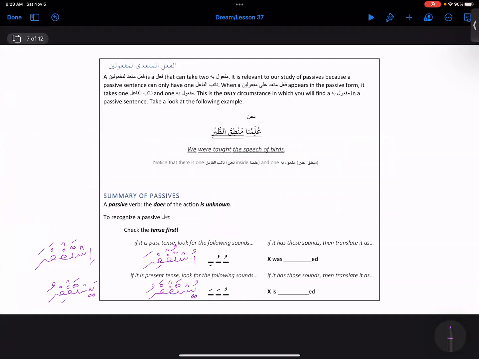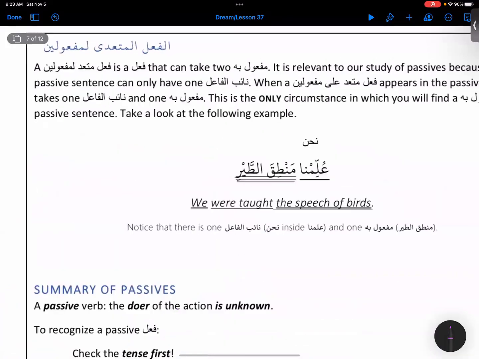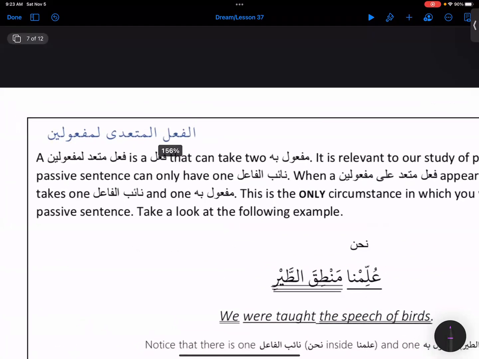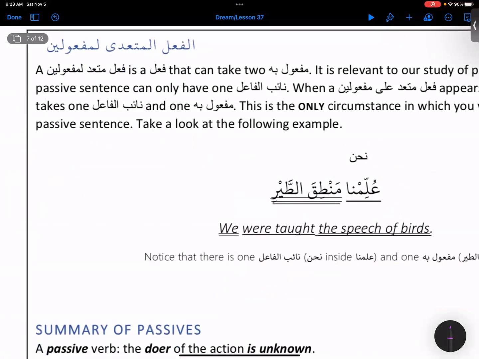It's easy to follow the concept. Now, fi'l mutaddi li maf'ulaini. What does that mean? You can understand that by just knowing it has two maf'ul bihi. Al-fi'lu al-mutaddi, the fi'l which is mutaddi, li maf'ulaini, for two maf'uls. Meaning that a fi'l mutaddi, not all mutaddi fi'l need two maf'ul, but some fi'l mutaddi need two maf'uls. So basically we will see the example of the fi'l mutaddi which takes two maf'uls.